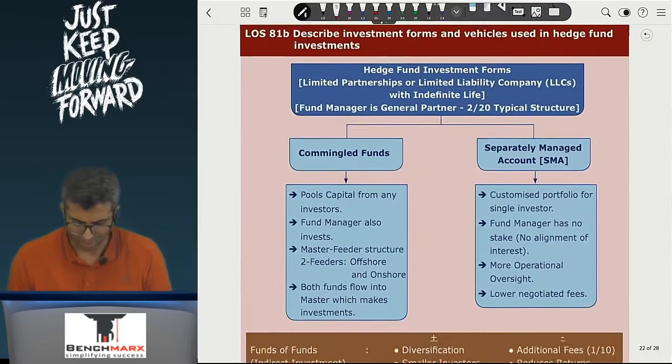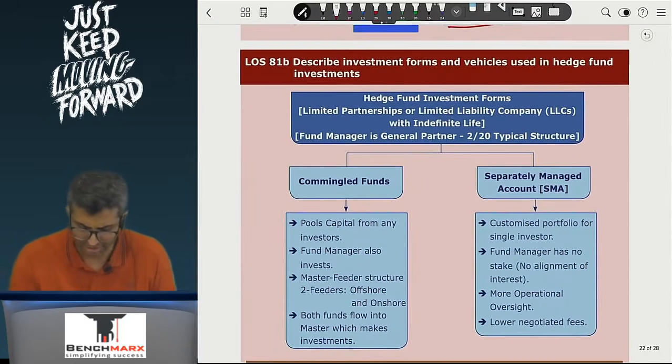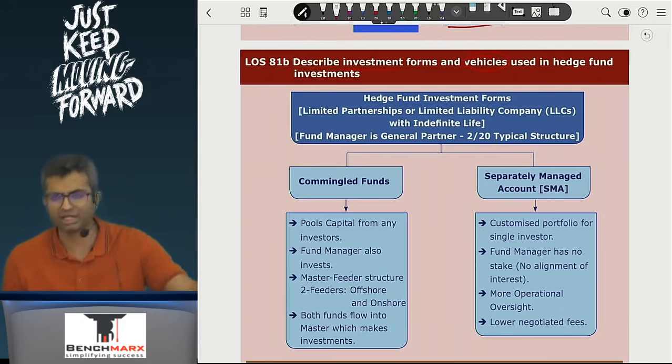We have done the unique characteristics. Then the various investment forms and vehicles which are used in hedge fund investing, like a private equity fund.